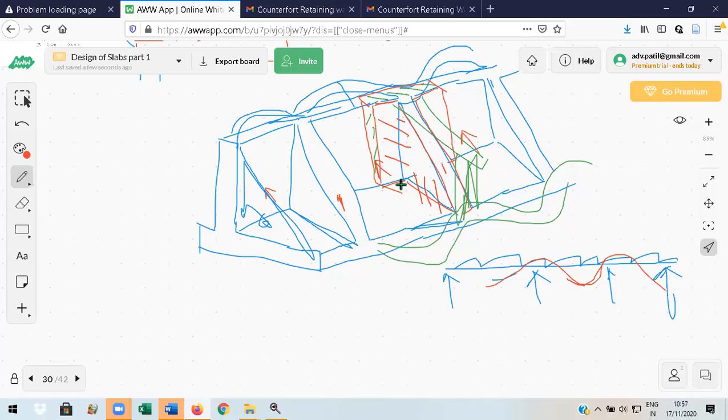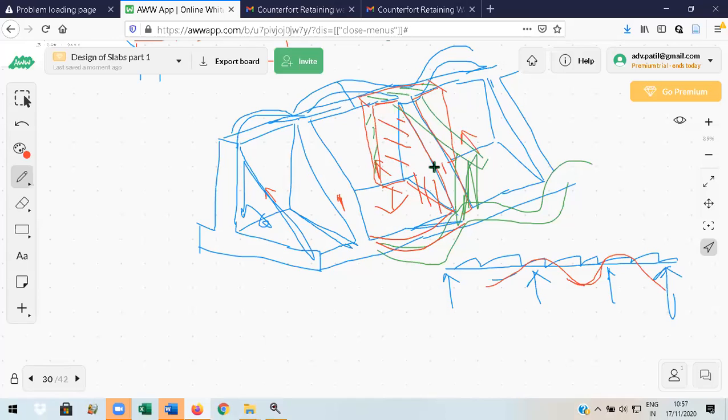It means if the weight of the earth is acting like this on the heel slab, it is trying to push it down. When the weight of the earth is acting down like this, the slab is going to bend like this. Okay, it has to be prevented by the counterfort. That is why the reinforcement is there like this.